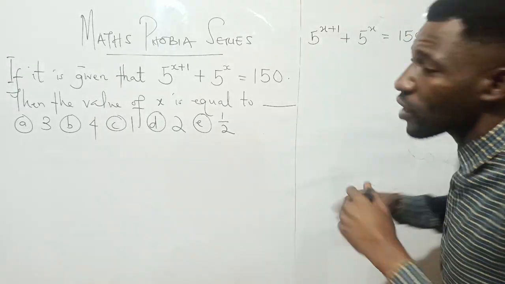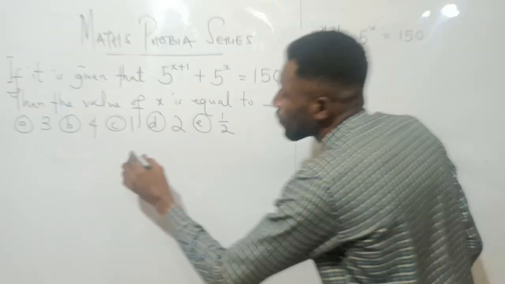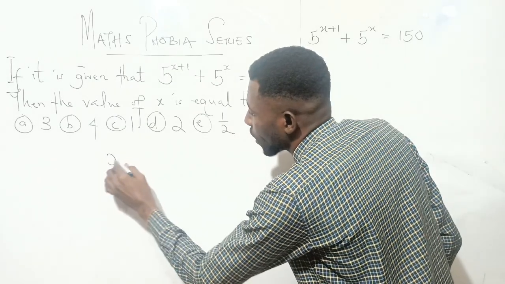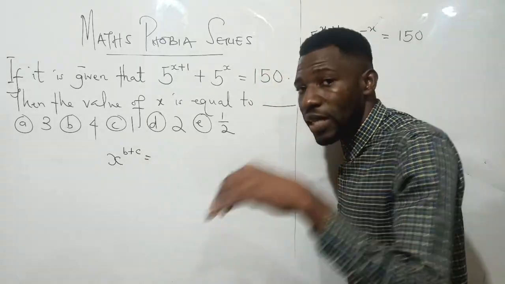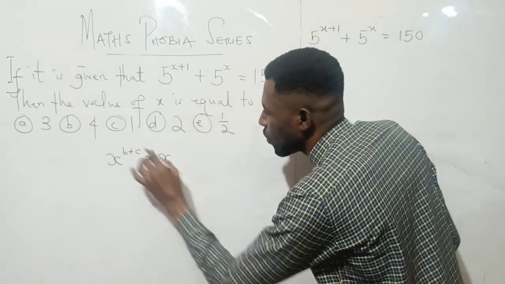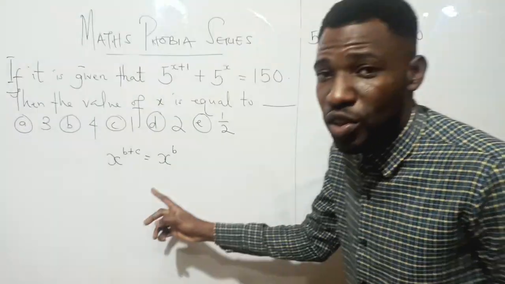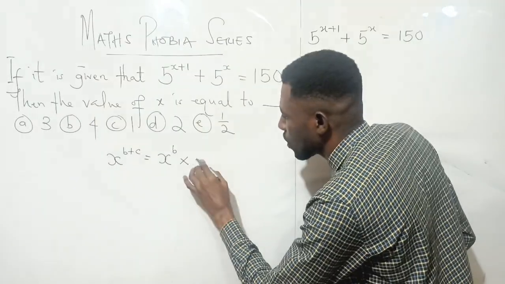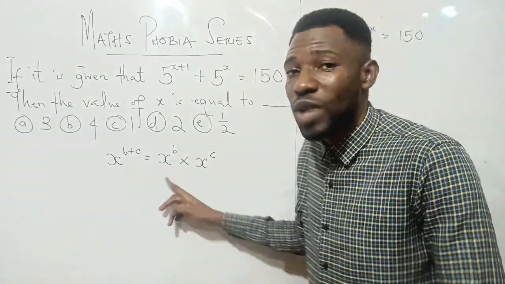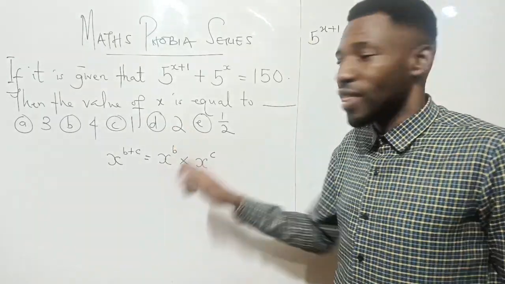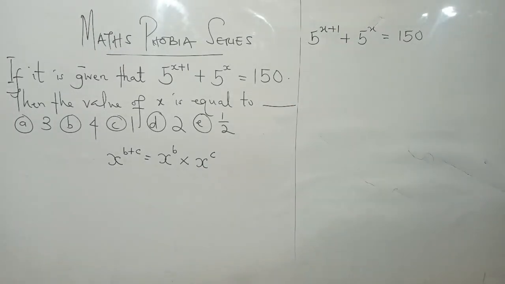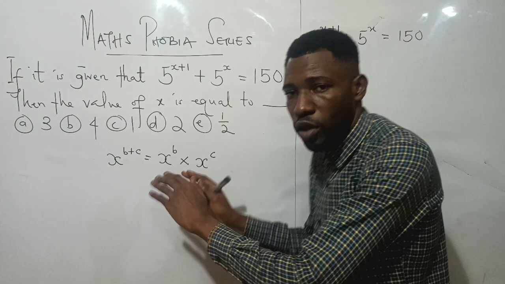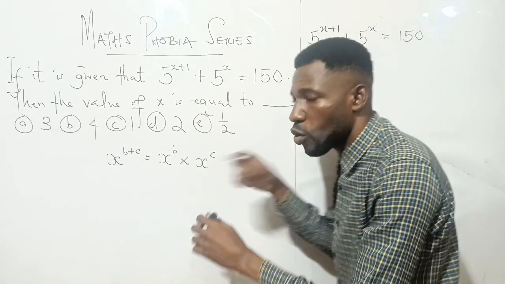If you remember the law of indices, it states that if I have a number x raised to the power of b plus c, it can be rewritten as x^b times x^c, according to the multiplication law. As long as we have the same base, we can add the powers. We apply that same principle here. So what do we do from here?